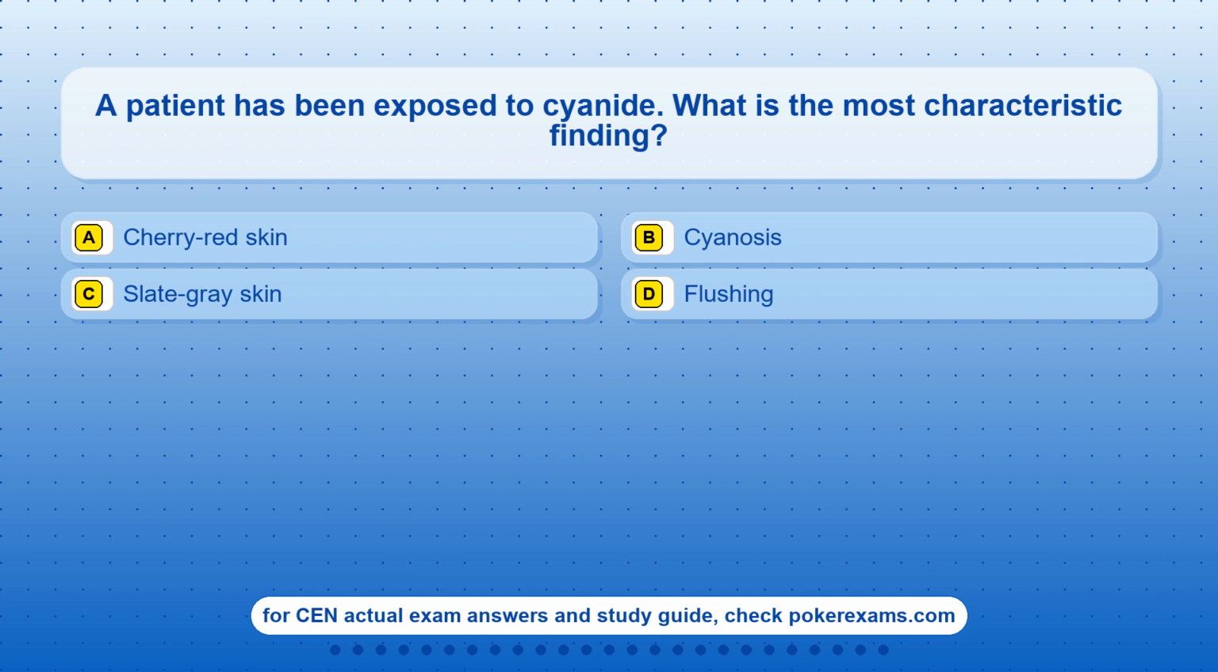Question 3. A patient has been exposed to cyanide. What is the most characteristic finding? Option A, cherry-red skin. Option B, cyanosis. Option C, slate-gray skin. Option D, flushing.